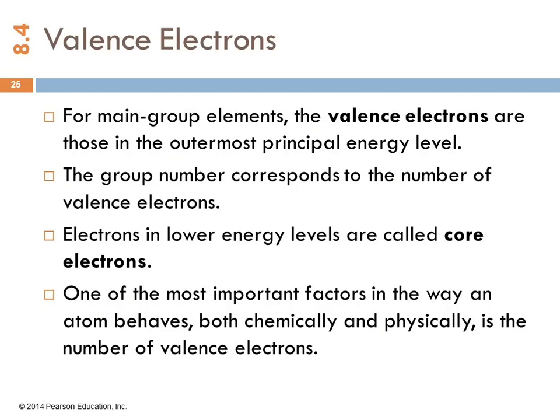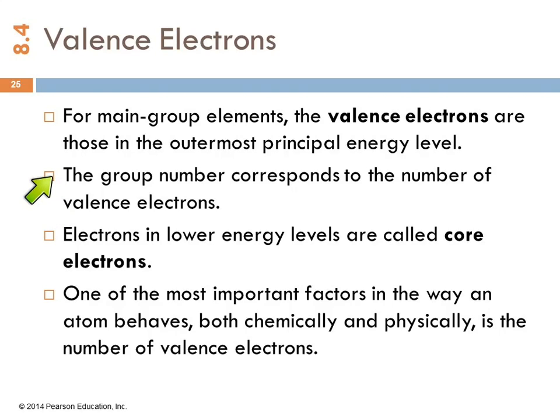Valence electrons. Valence electrons are the electrons in the outermost principal energy level. And these are important because they are the ones that interact with other atoms, and so they are very important in how atoms behave, chemically and physically. It has to do with the number of valence electrons. So in those main group elements, the group number corresponds to the number of valence electrons.